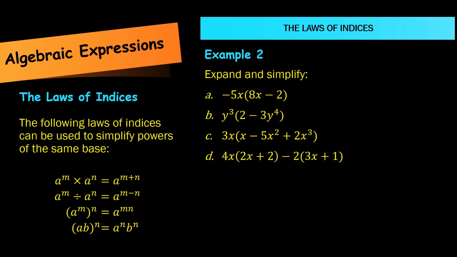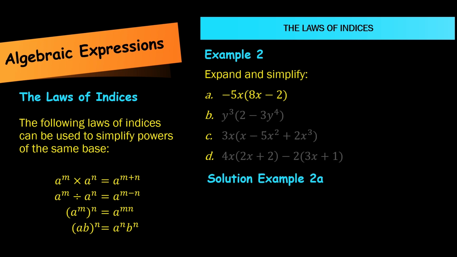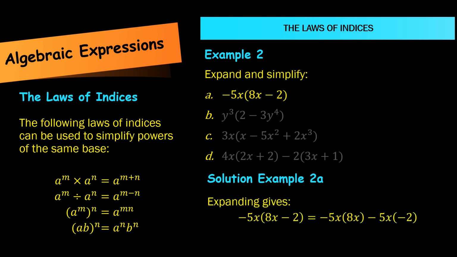We begin with example 2a. Expanding gives us the expression shown. So minus 5x times 8x and minus 5x times minus 2. Simplifying to minus 40x squared plus 10x.